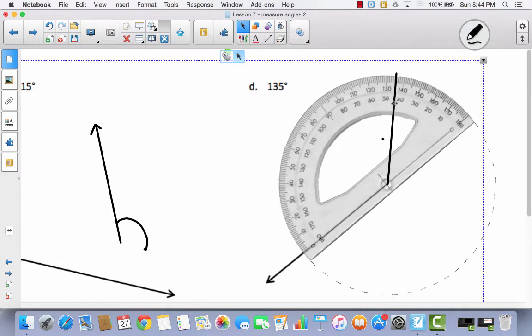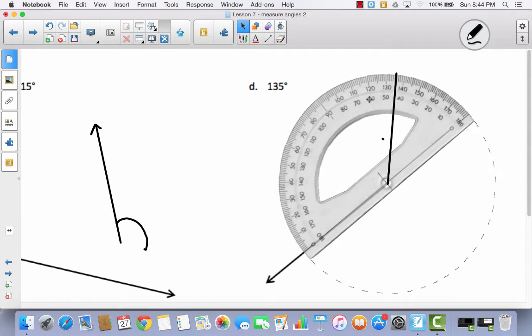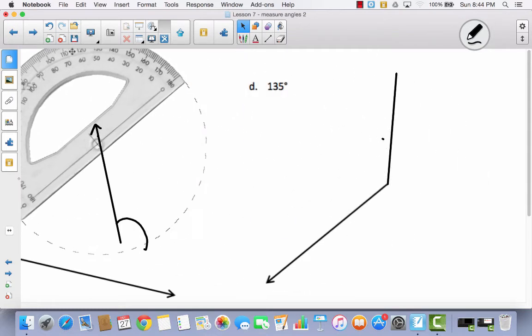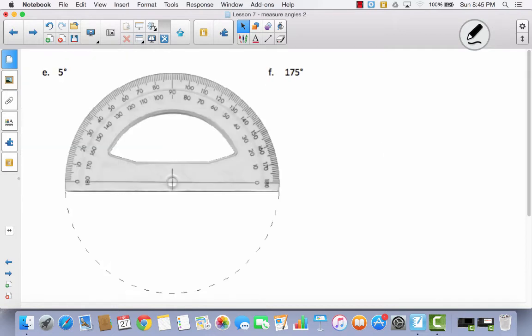Then I want you to make sure that you remeasure your angle to make sure that it is indeed 135. So you can see that that's 135. So I'm going to move this out of the way. I'm going to draw my arc so that it's obvious which part of the angle I want to measure. And then I'm going to draw my arrows to make it a ray. Okay? All right, so let's keep going here.